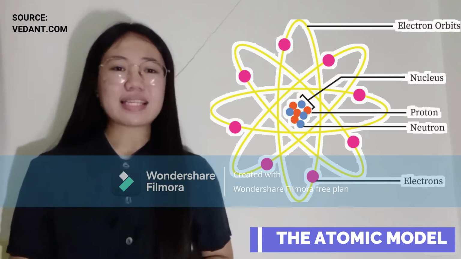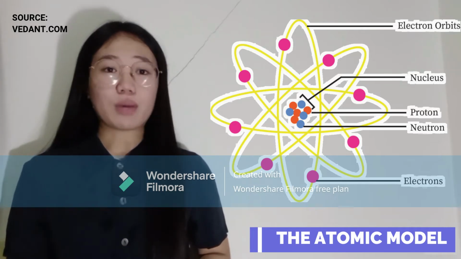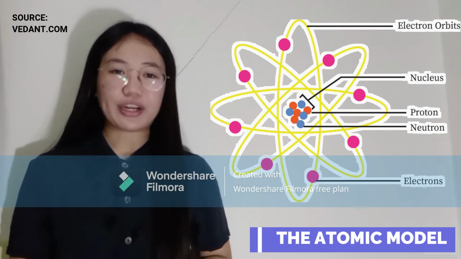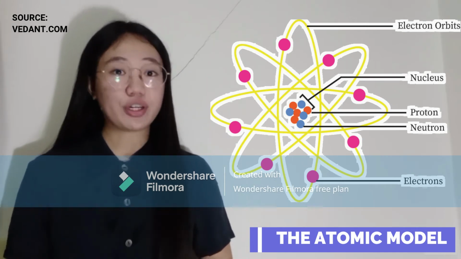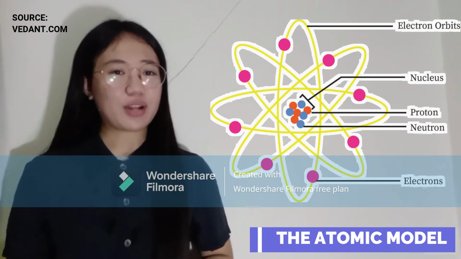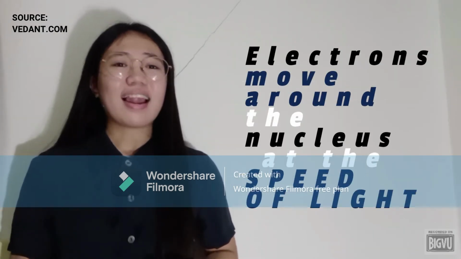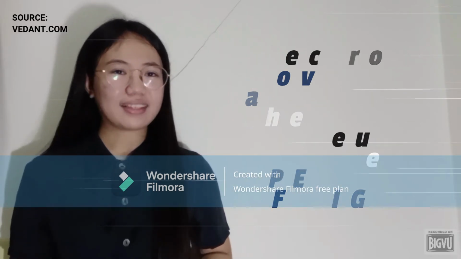In this atomic model, the positively charged particles, or the majority of the atom's mass, were concentrated in a small volume according to Rutherford's atomic model. He referred to this region of the atom as the nucleus. He also proposed that electrons move around the nucleus at the speed of light.